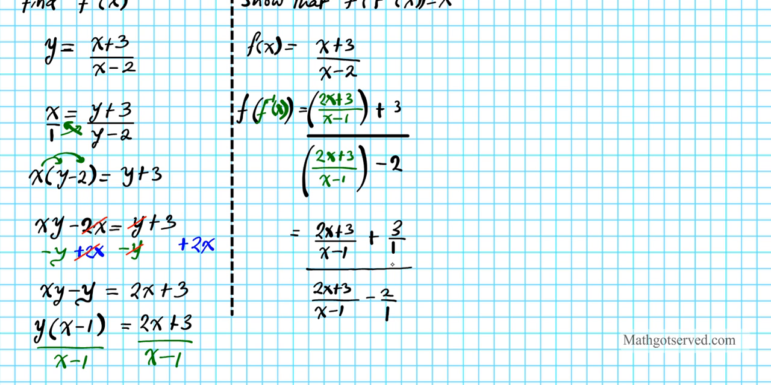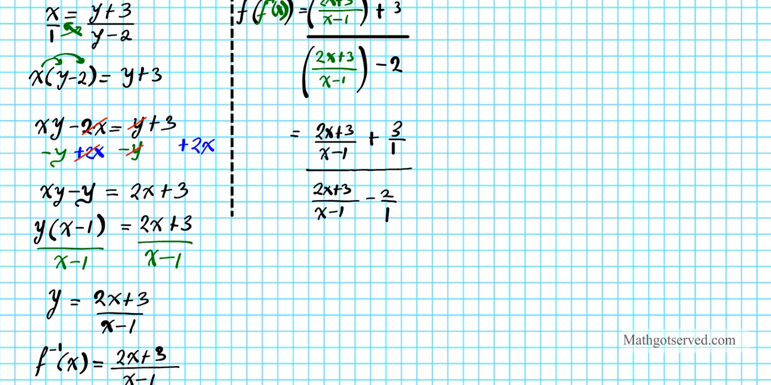How do we add fractions? The denominators have to be the same, right? So we have to find the LCD. What's the LCD in the numerator of x minus 1 and 1? The LCD of x minus 1 and 1 is x minus 1, so I need to change the 1 into x minus 1. To accomplish that, I'm going to have to multiply this term by x minus 1 top and bottom, so that the denominators are common.